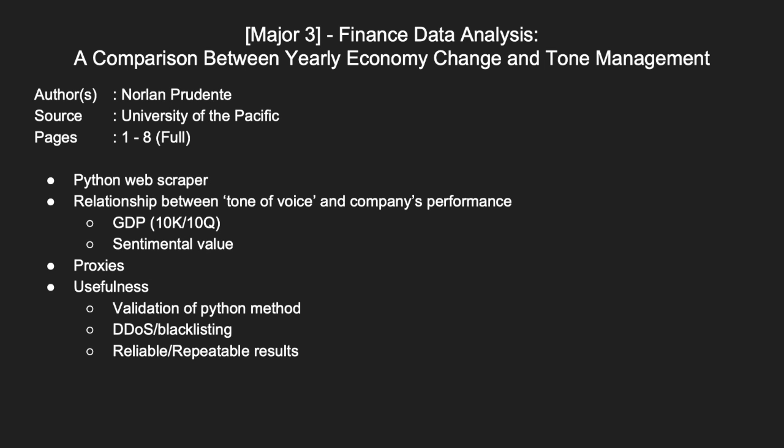Article 3. Finance Data Analysis, a comparison between yearly economy change and tone management. Python Web Scraper, which is designed to scrape financial statement data for analysis in a project studying the relationship between tone of voice in public relations, PR, and a company's performance for the year. Research correlating GDP to sentimental value of reports for business recognition standings. This is explained in the issues with scrapers operating pertaining to DDoS, events, and the speed and offered solution designs and useful notes from testing.